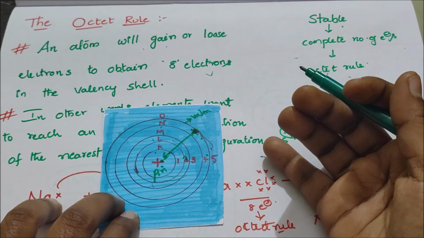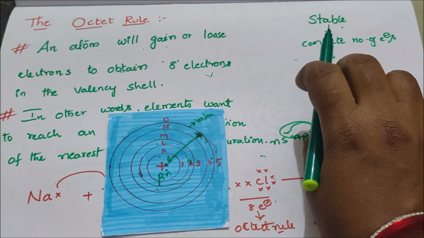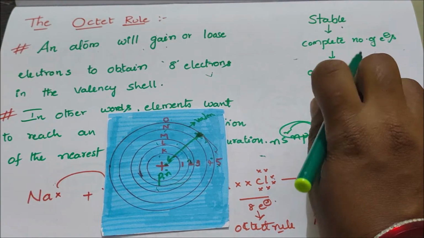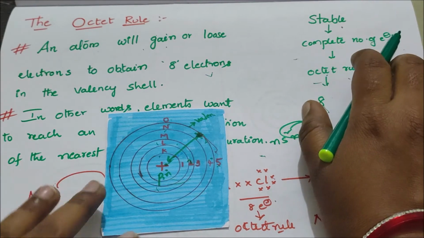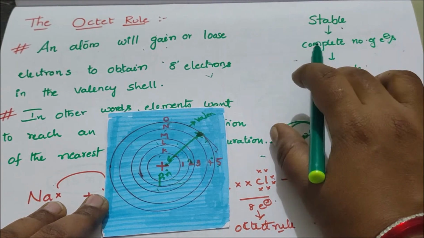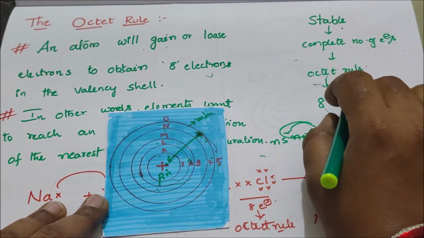Now, what is the octet rule? An atom must be stable. So the atom possesses a complete number of electrons, and the atom becomes stable. The complete number of electrons means it obeys the octet rule.